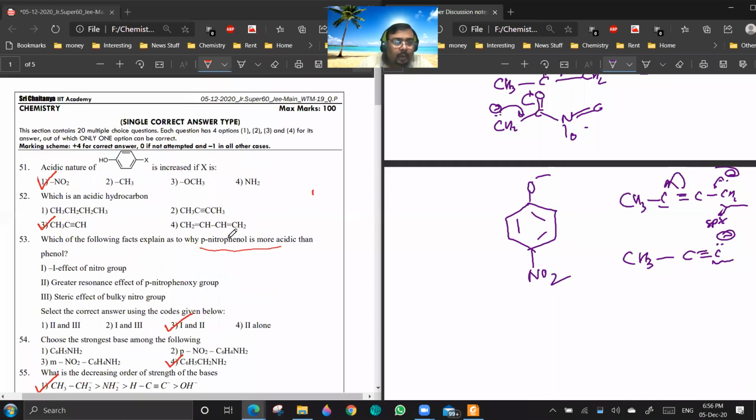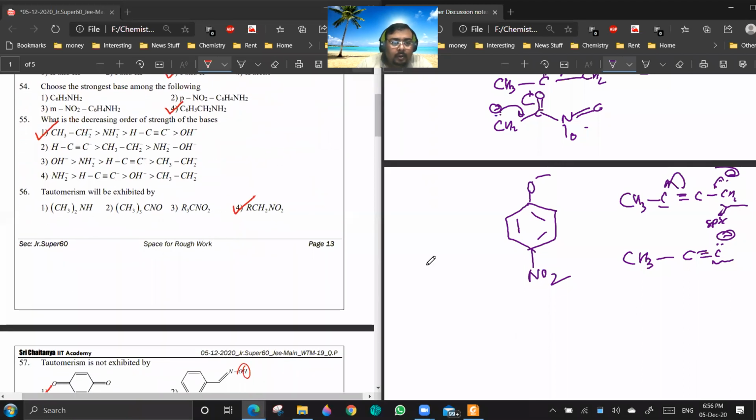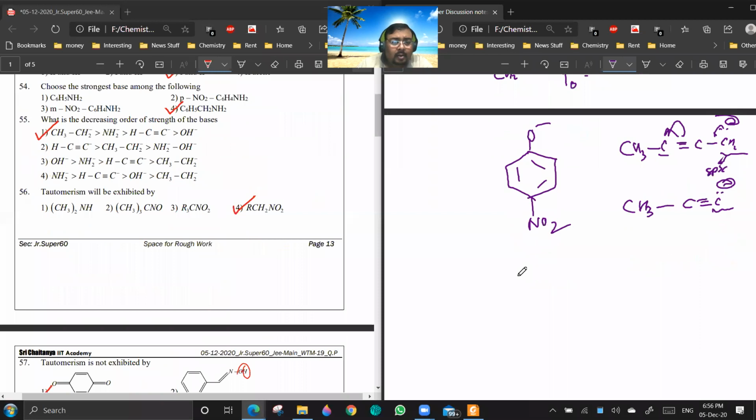Okay, so I believe 56 is option 1. Tautomerism cannot be exhibited by option 1. You are asking how option 4 will exhibit it, right? Option 1 cannot exhibit tautomerism, no. How will it exhibit tautomerism? There is no pi bond. Where do you want to delocalize it?